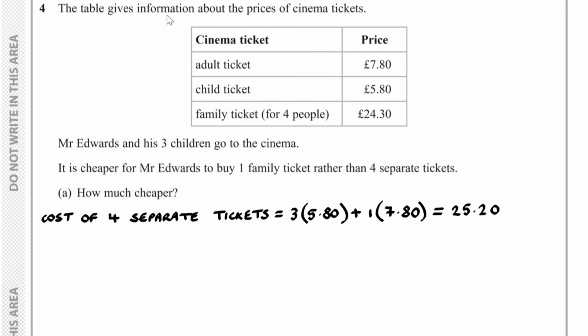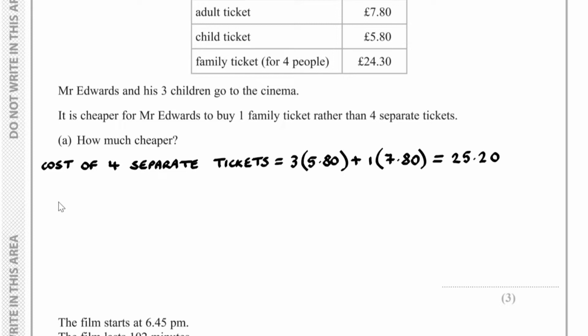So now we can find out the difference between the costs to find out how much cheaper a family ticket is than the cost of 4 separate tickets. So we have £25.20 subtract £24.30, and if I work this out, we get 90p.